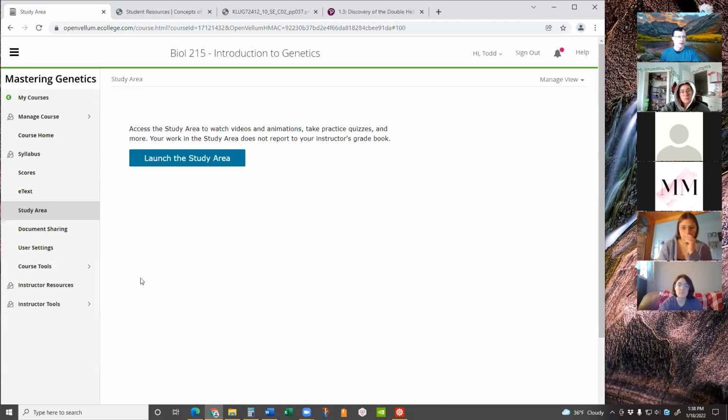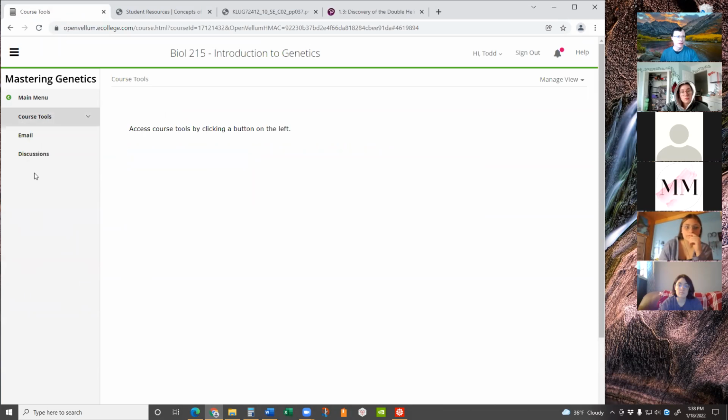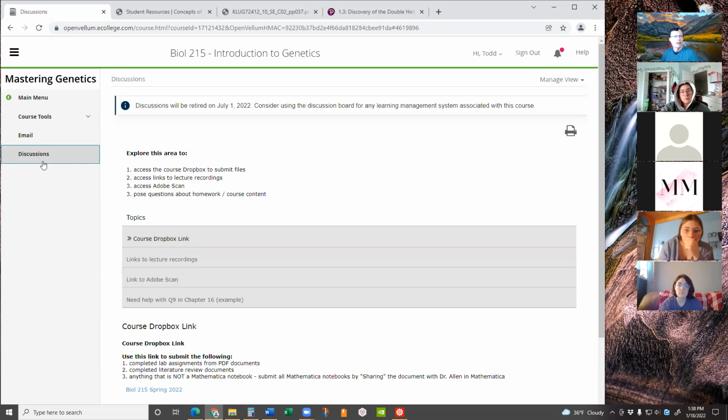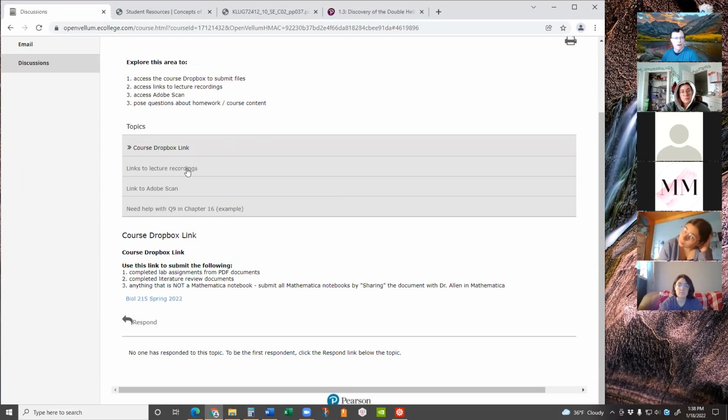So under course tools, you're going to find discussions. Under course tools, discussions. I want to highlight this, and I'm watching my time here. And sorry, my sloppy typing here. Course tools, discussions. If I go to discussions, I want to point some things out. There are links here. First off, there's a course Dropbox link. That's inside course tools discussion.